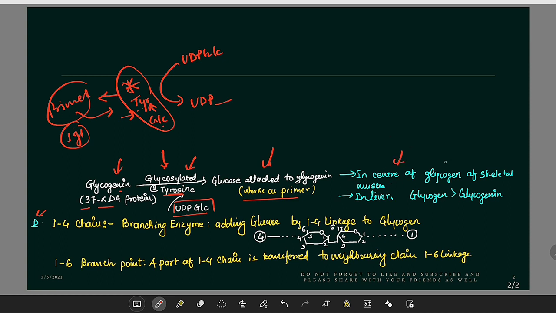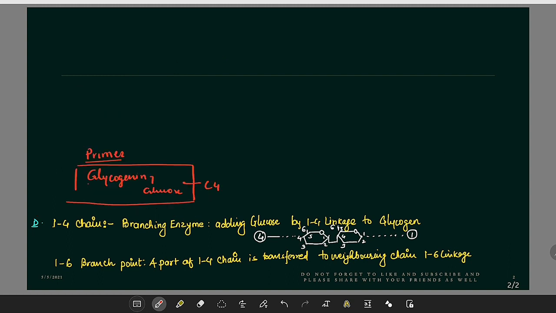So in the center of glycogen in skeletal muscles, glycogenin is found in the center. In all the skeletal muscles, glycogenin is found in the center of the glycogens which are available in the muscles. Whereas in the liver, the glycogen concentration is way higher than the glycogenin, and it is not found in the center of the glycogen.